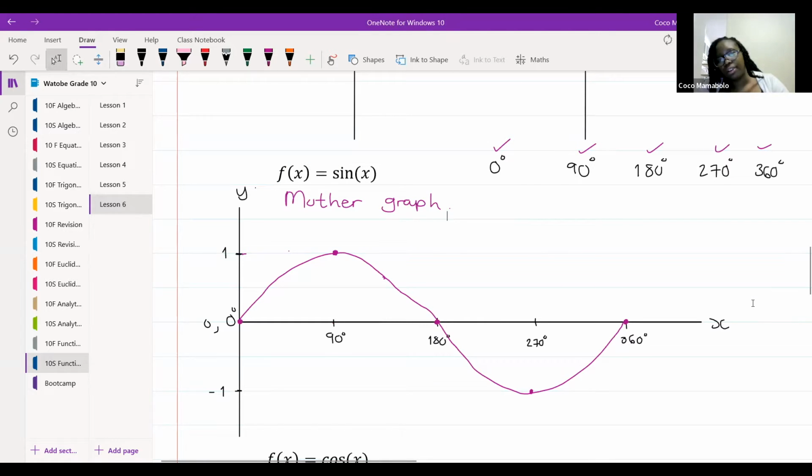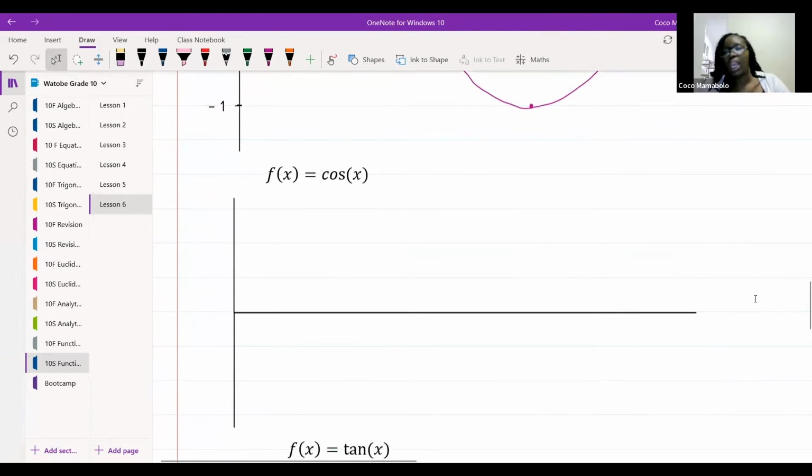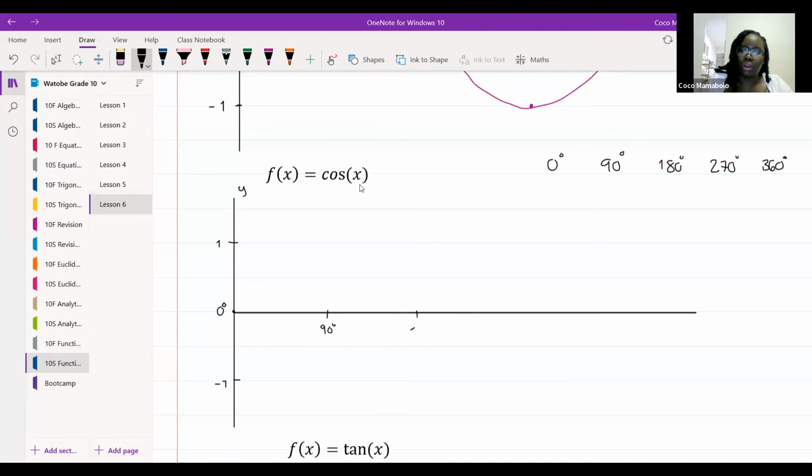Let's go to the mother graph of cos. We're going to do the exact same thing, guys. We're going to use the exact same points: 0 degrees, 90 degrees, 180, 270, and 360. I'm going to draw my y-axis at 1 and -1. And we know that if we go beyond 360, my graph is just going to repeat itself.